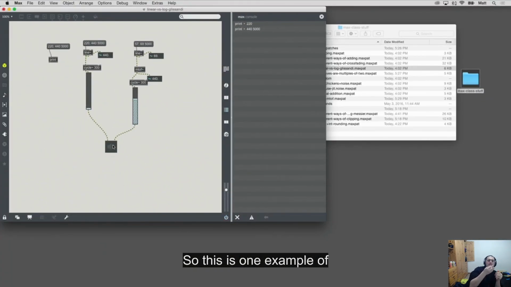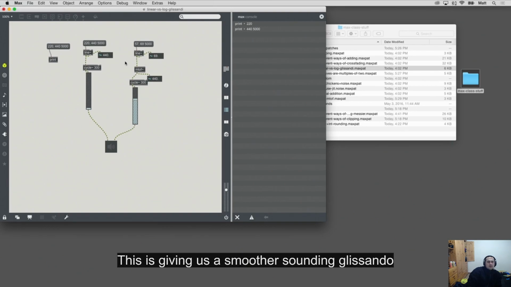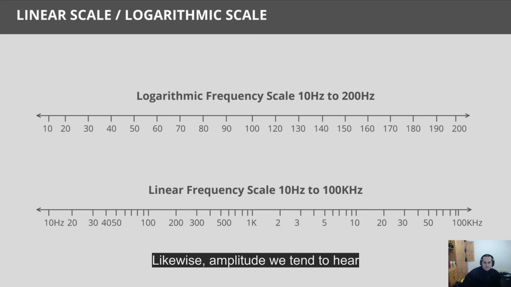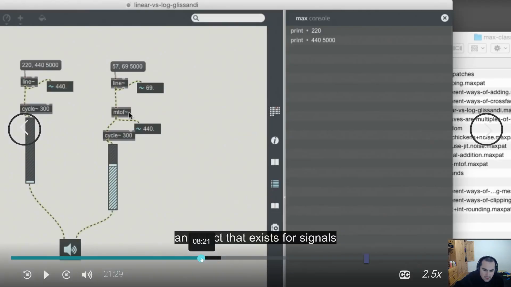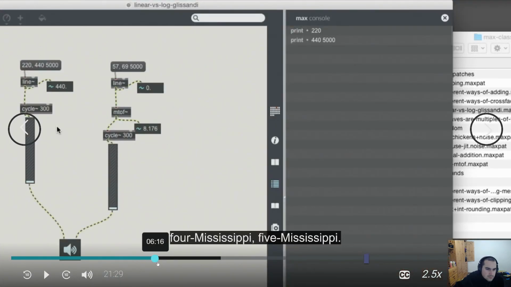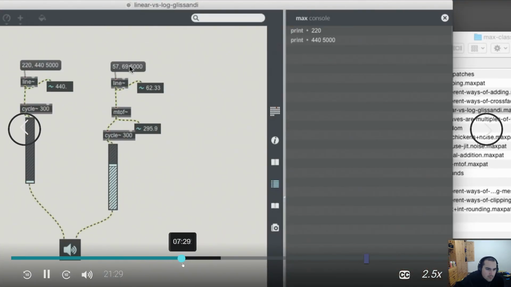So this is one example of why you want to use a log scale for making something that's a better match to human perception. This is giving us a smoother sounding glissando, because we're doing the glissando on a log scale rather than on a linear scale. Likewise, amplitude we tend to hear on a logarithmic scale, and there are signals for that as well as interval.